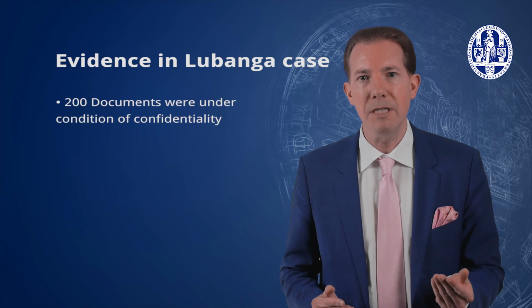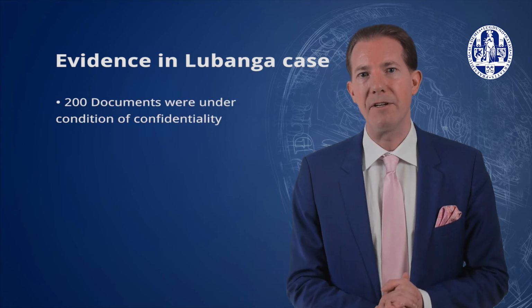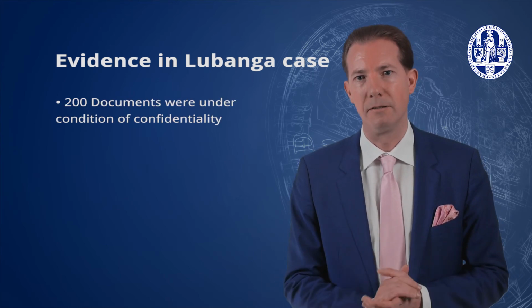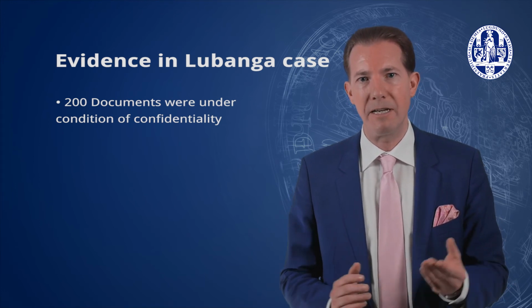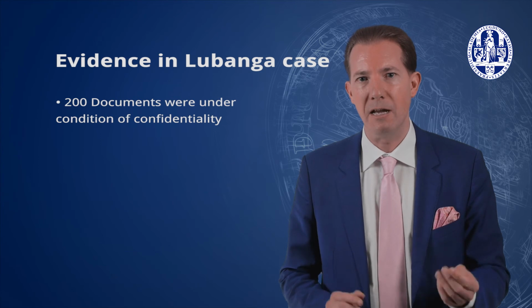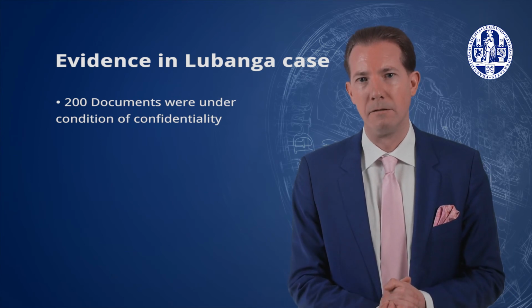Some of these problems became evident in the first practice of the ICC. The prosecution faced difficulties to build cases. In the Lubanga case, the prosecutor collected detailed documentary evidence from the United Nations and from non-governmental organizations. But more than 200 documents were provided under the condition of confidentiality. This meant that the prosecution had to reach agreement with the information providers to disclose all of that material.